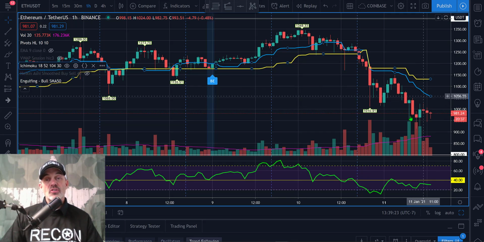Now, in reality, this chart does not show signs to me that it's ready to recover and that, in fact, we may go sideways for a while.